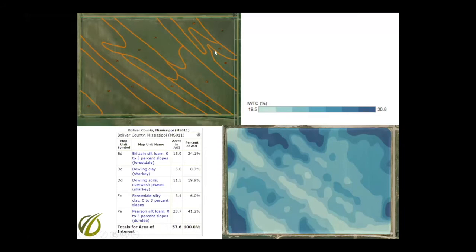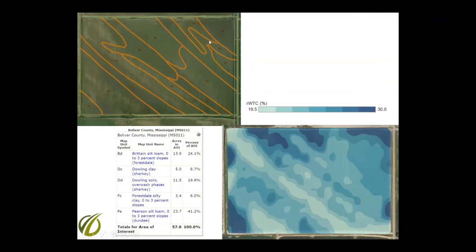So moving on to a real world example. Let's take this field, Bolivar County, Mississippi. This is in the Mississippi Delta. In the top left up here, we have a soil survey map. We can see our soil types broken down. This particular field ranges from a Pearson silt loam all the way down to some Dowling clays in a couple of these corners.